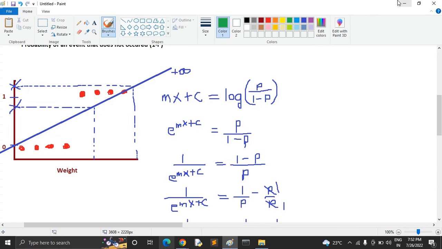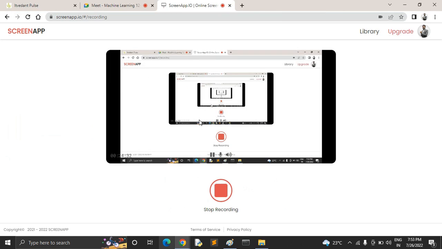All right, so this is all about your derivation of the logit function. Is there any doubt till here, guys?